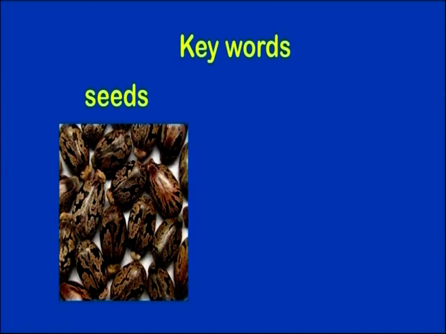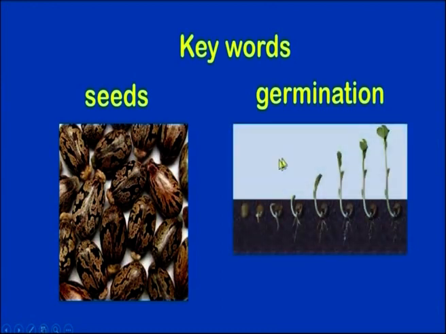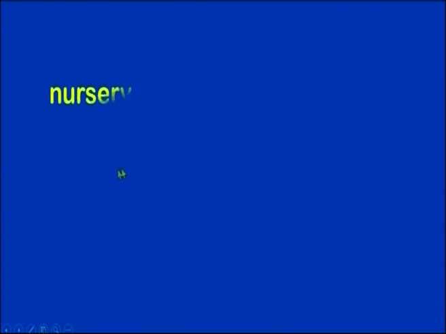Let us understand the keywords that we come across in this lesson. Seeds. Pillalu, seeds ante ginjalu. Germination. Germination is nothing but, children, the birth of a baby plant from the seed. This is called germination. Very good. Let's go to the next picture.